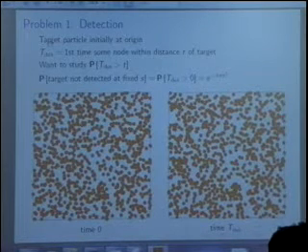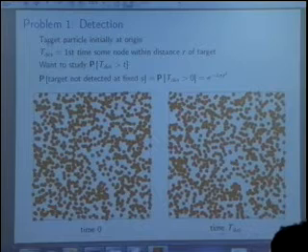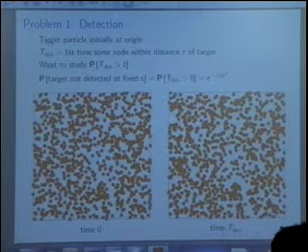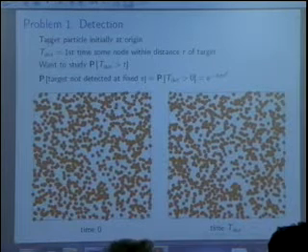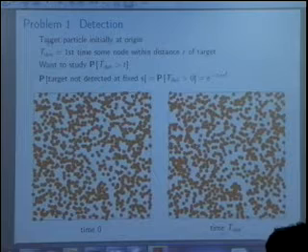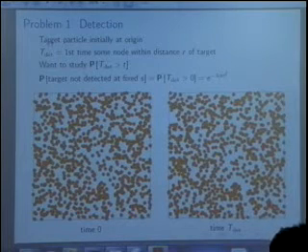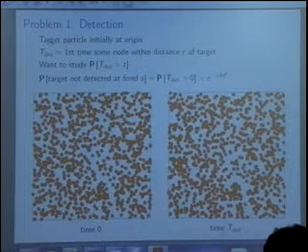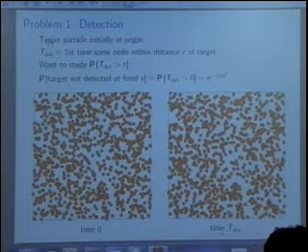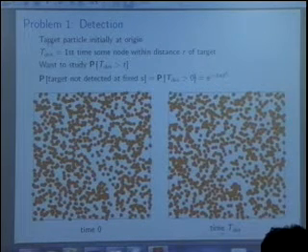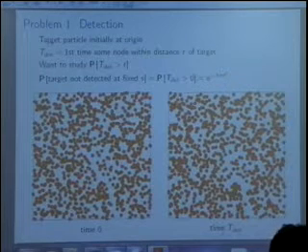So of course, at a fixed time, the probability that at a fixed time the particle is not detected is just the probability that it's outside a disk of radius r. So that's e to the minus lambda, the area of the disk. But we're interested in the dynamical version. What's the probability that the detection time is bigger than some t?